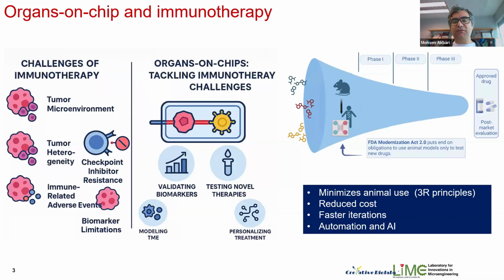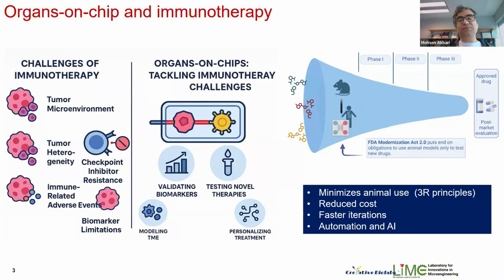So the benefit of using organs-on-a-chip systems is the reduced cost, because when you use microfluidic systems, you're dealing with nanoscale volumes and a small number of cells. And this way you can significantly reduce the cost associated with cells and also with reagent use. Of course, we minimize the number of animals used, which is aligned with the 3R principles.